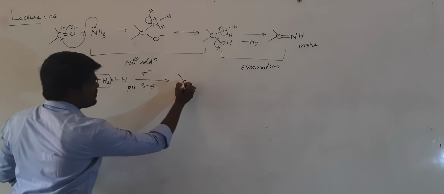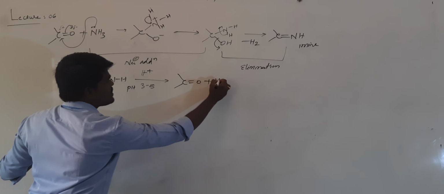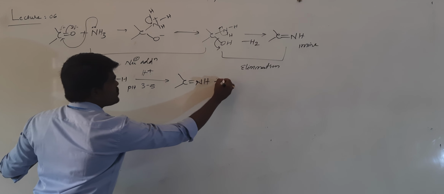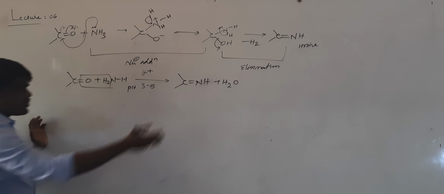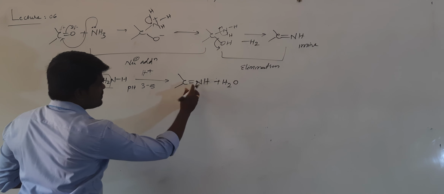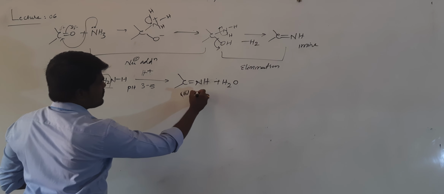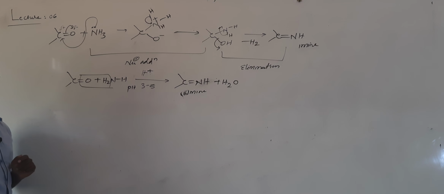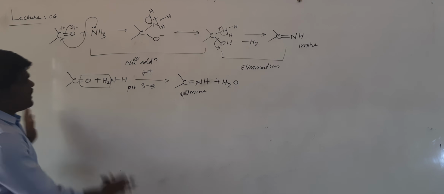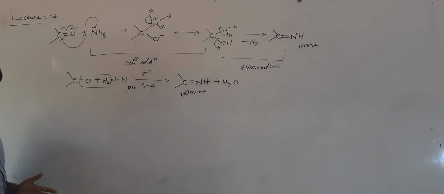So what we will get? We will get C double bond O plus C double bond NH plus H2O, isn't it? This is the product that we are getting there. This is what we call imine. Are you getting this? This is the direct way of writing. The complete mechanism will be this one. So in order to skip the mechanism, write the product directly.